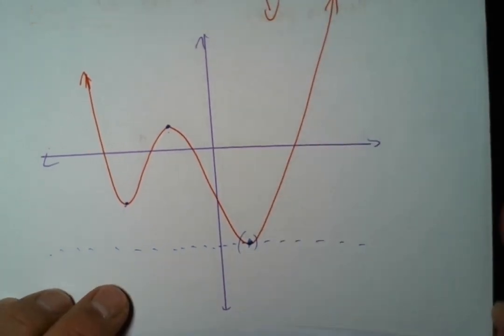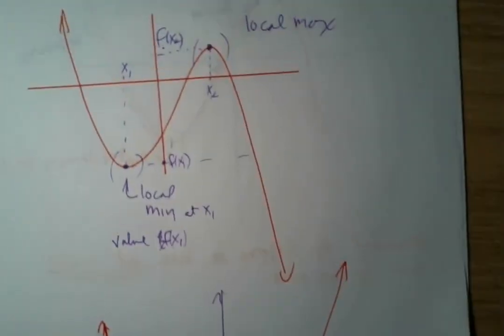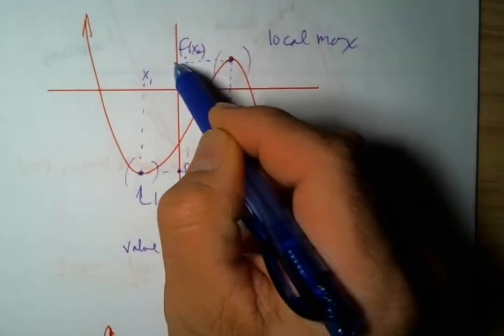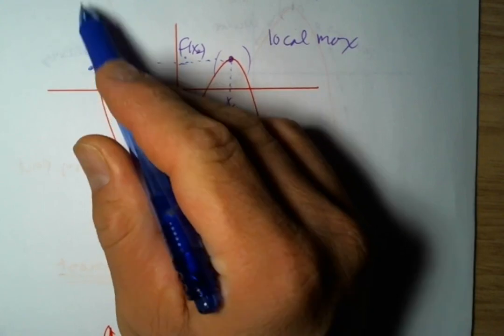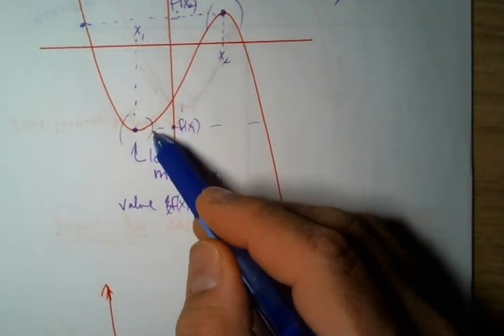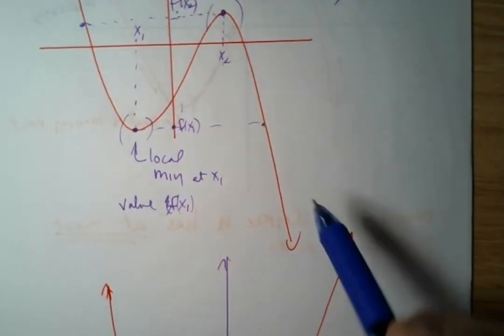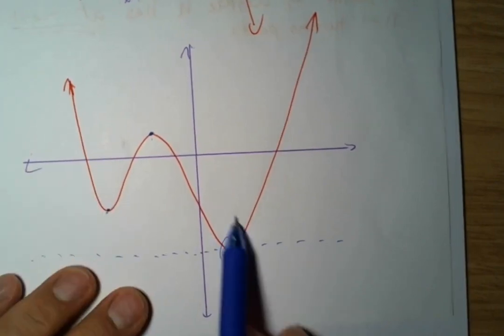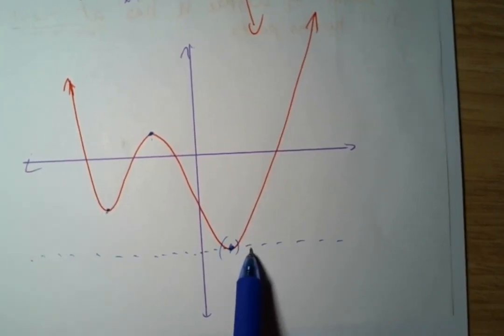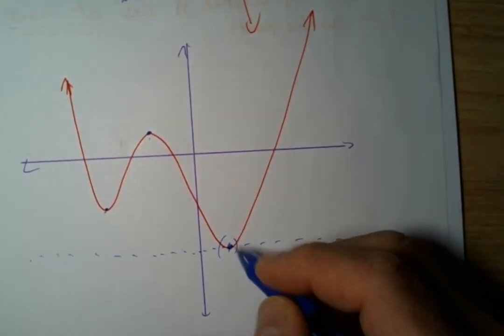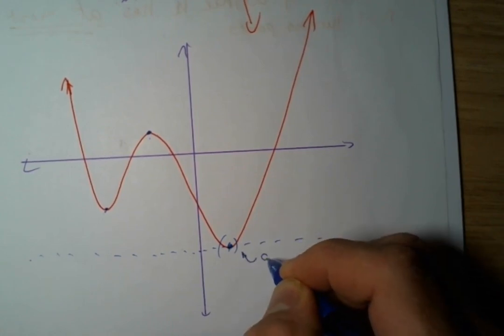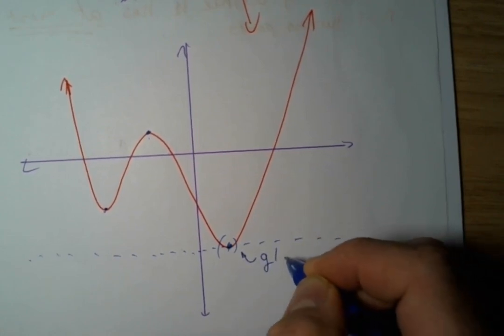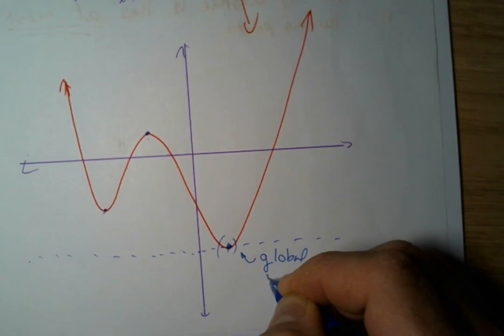Notice that didn't occur in our previous example in either case. The local max, there were values that were higher than that. The local min, there were values that were lower than that. But here, there are no values below this. So this is actually not just a local min, but a global minimum.